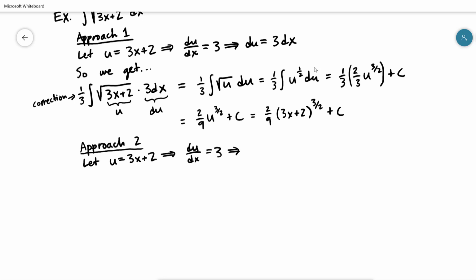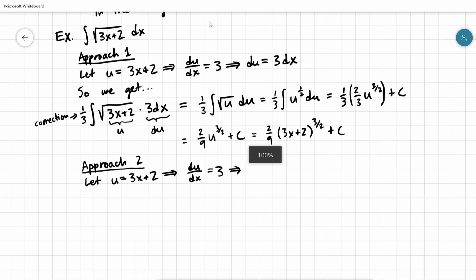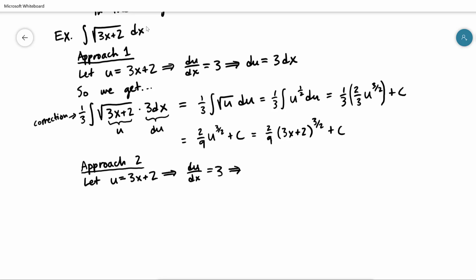And instead of solving for du as I did here, I want to go a step further and actually solve for dx, because that way I can just substitute directly into the original equation. I can just replace this dx with whatever it is in terms of u. So this step isn't going to be any different.